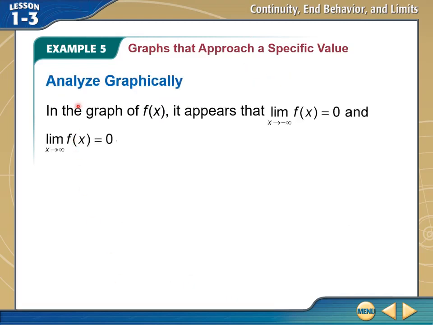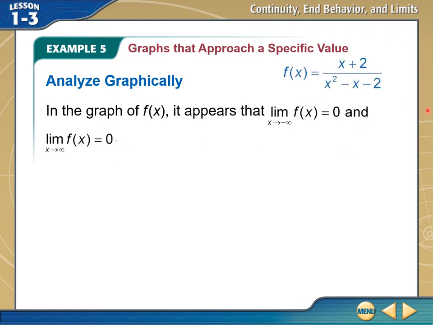So analyzing the graph of f of x, it appears that the limit as x approaches negative infinity, or as x goes to the left forever, f of x is equal to 0, as you saw, and the limit as x approaches infinity means x towards the right forever. f of x also looked like it's trying to approach 0, and we can support that numerically.